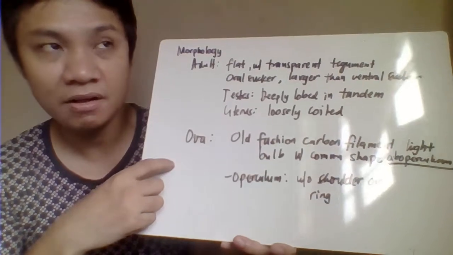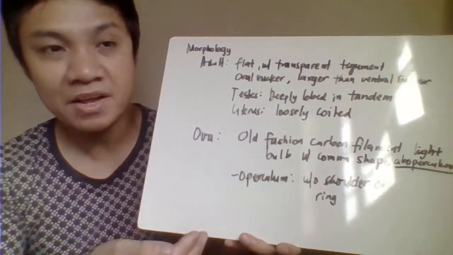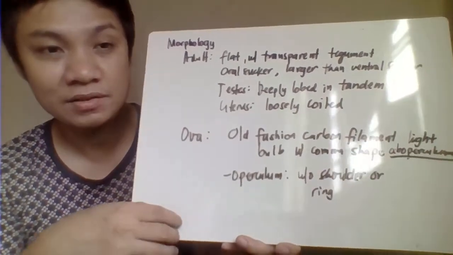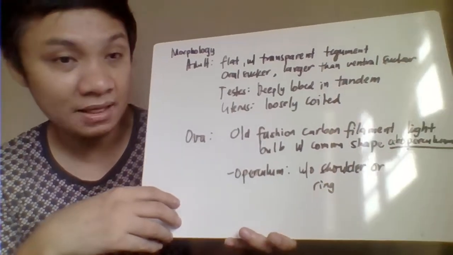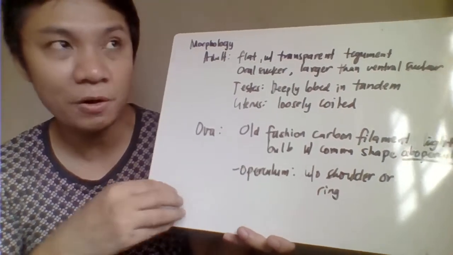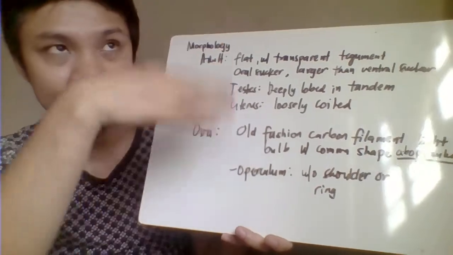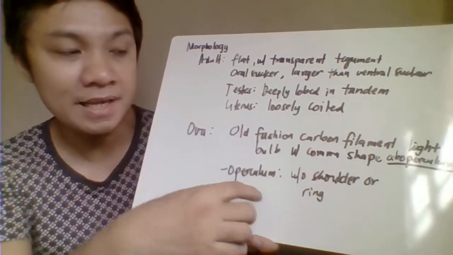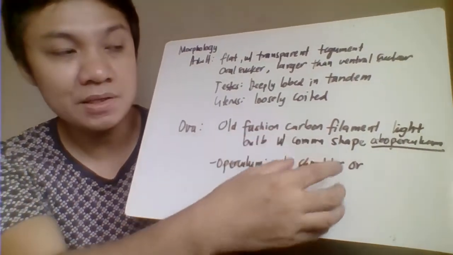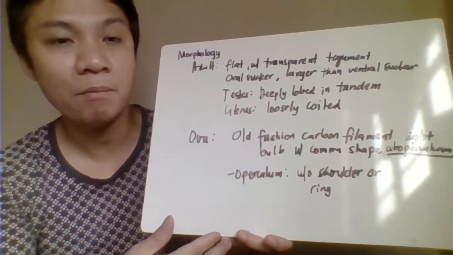The ova of Clonorchis sinensis, on the other hand, is embryonated, matured, segmented upon oviposition, whereas Fasciola hepatica is unembryonated. Okay, so here is the description for the ova of Clonorchis sinensis. It looks like an old-fashioned carbon filament light bulb, wherein the operculum side is characterized by no shoulder or ring. But on the opposite side, at the bottom, it has a comma-shaped abopercular knob.